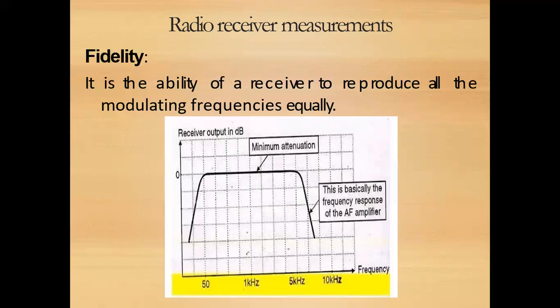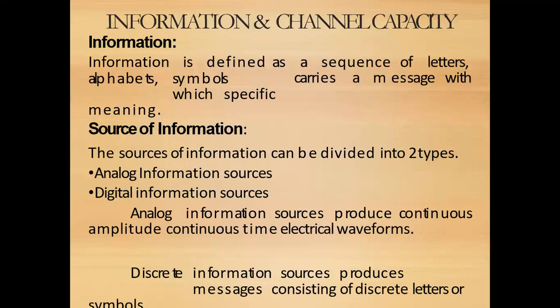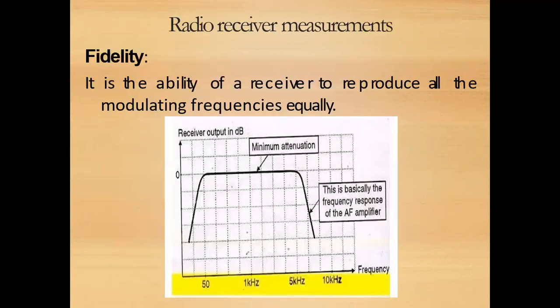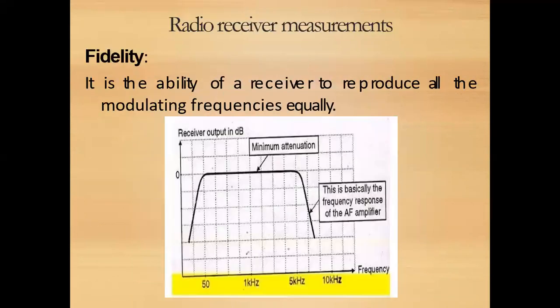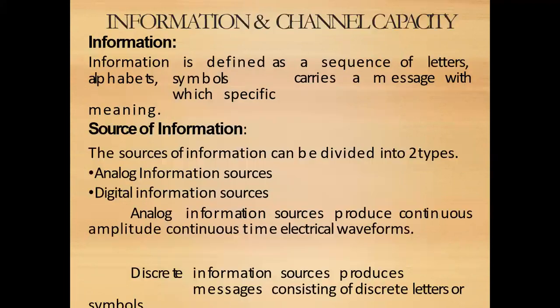Coming to the other characteristic, that is fidelity. It is the ability of a receiver to reproduce all the modulating frequencies equally. Here in the figure we can observe this. So it is also one of the important characteristics of receivers. For receivers, sensitivity, selectivity and fidelity, all these three characteristics should be high. These are some of the receiver characteristics.